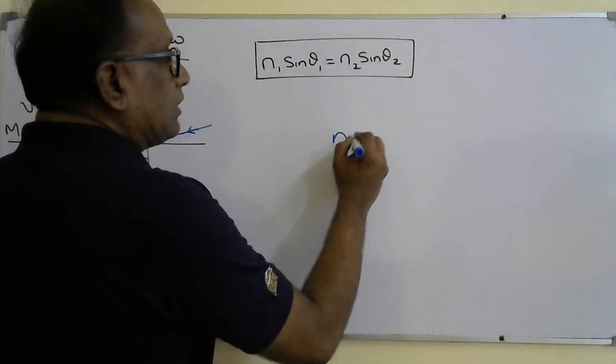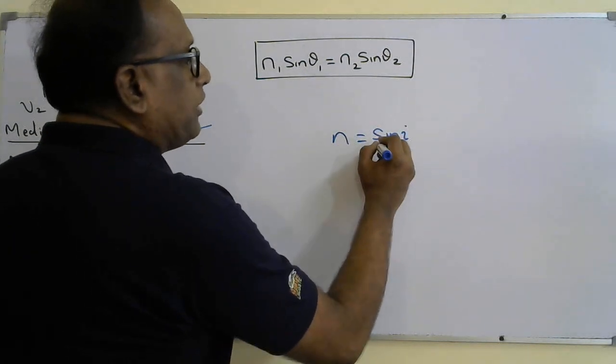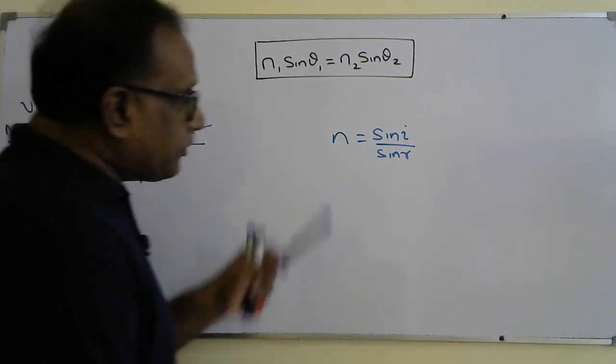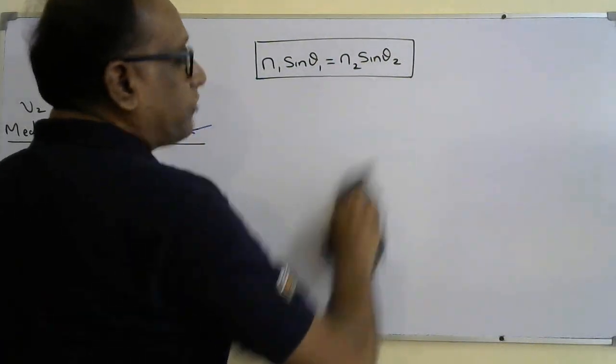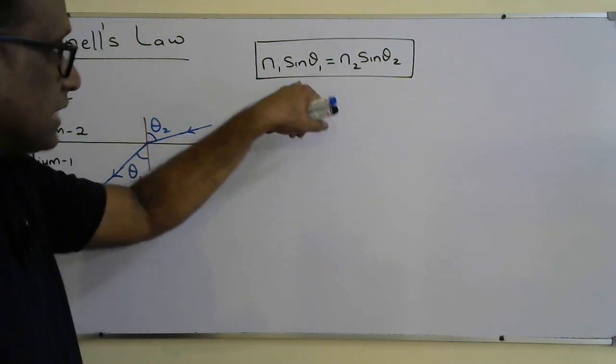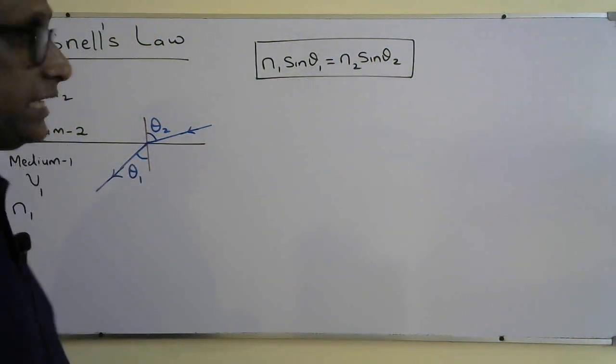In IGCSE you use n equals sin i over sin r. We don't need to consider such a format here. We can use this one for any question related to refractive index. So n1 sin theta 1 equals n2 sin theta 2.